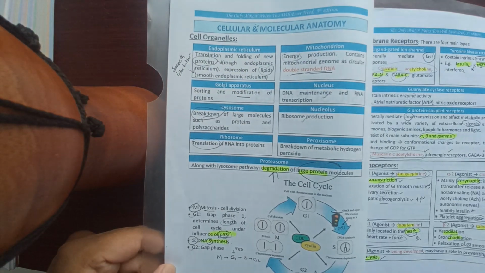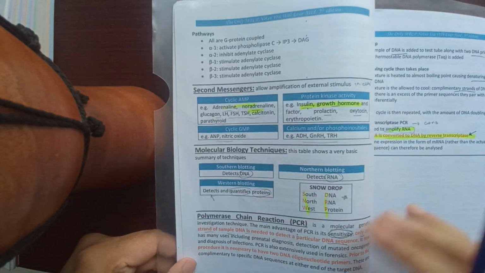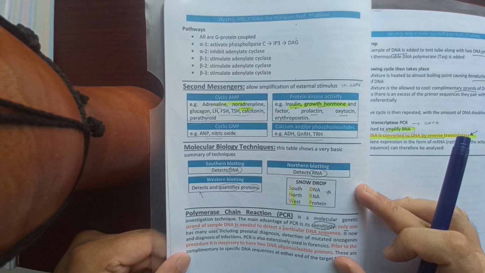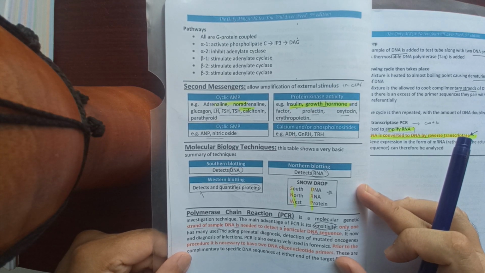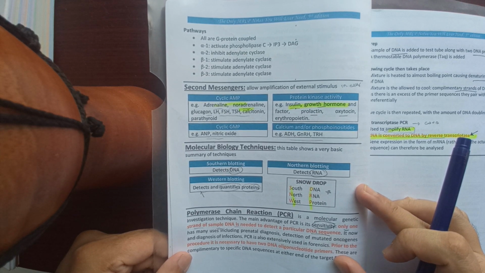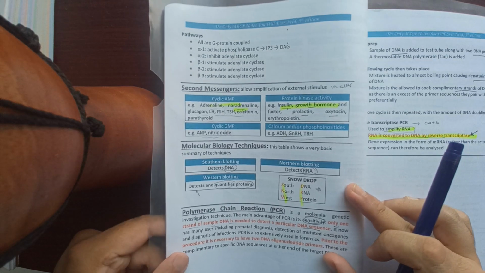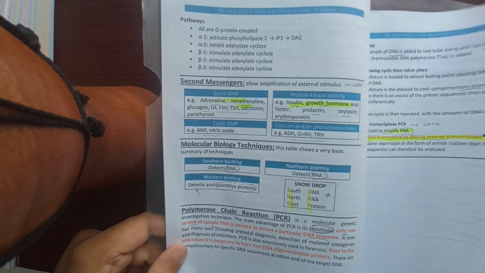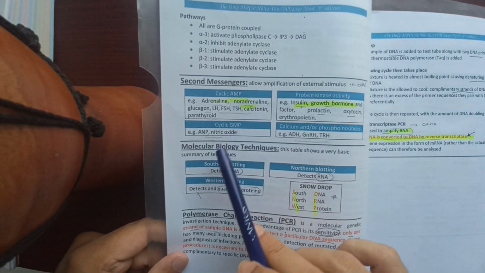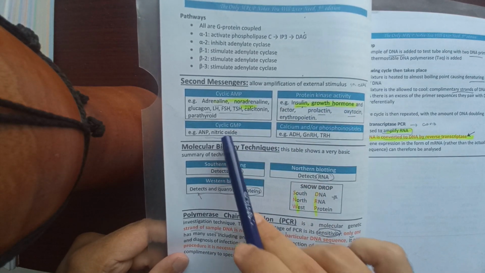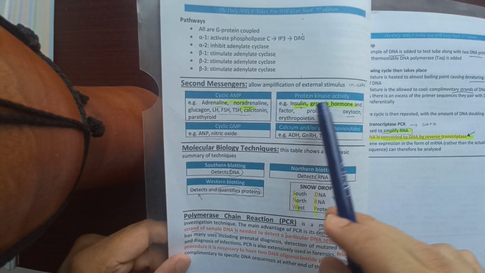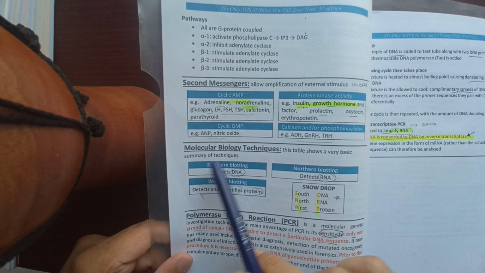For pathways, all are G protein-coupled. Alpha 1 activates phospholipase C, IP3 and DAG. Alpha 2 inhibits adenylate cyclase. B1 stimulates adenylate cyclase, B2 the same, B3 the same. Secondary messengers allow amplification of external stimulus in cells. So cyclic AMP, protein kinase activity, cyclic GMP, calcium, all these things. If you remember this, protein kinase would be insulin and growth hormone.